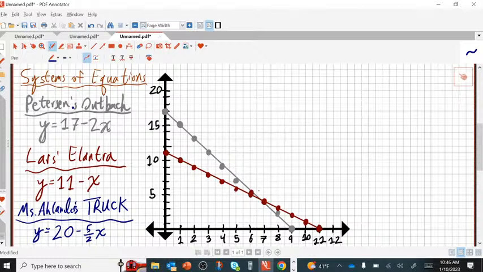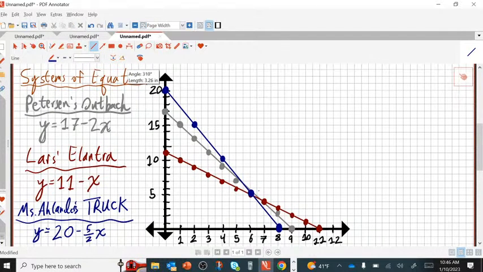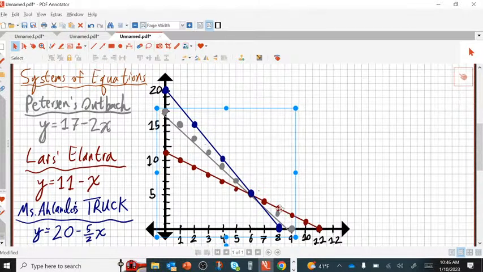Start at 20. 2, 3, 4, 5. That's right. And then again. Good. Now we connect. Let's see here. Perfect. I think my gray line's a little bit out of whack, but there we go. Okay, so it should look something a little bit like this.